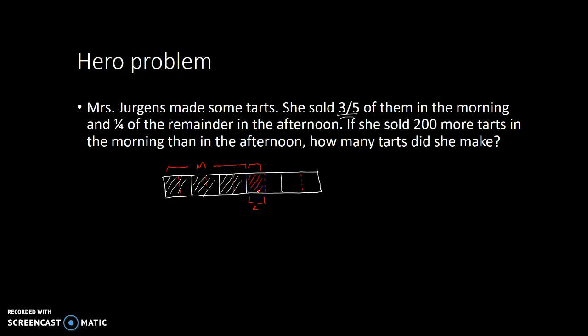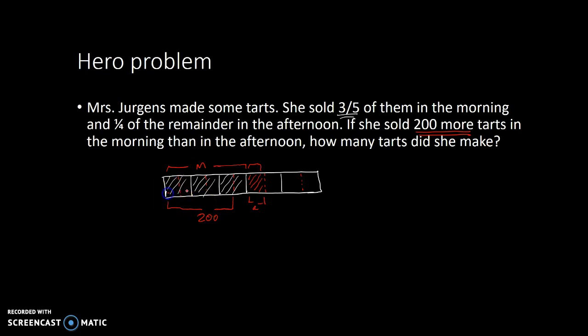Okay, it says if she sold 200 more tarts in the morning than afternoon, how many tarts did she make? So clearly, if she only sold 1 unit's worth in the afternoon, this number of units is what I'm going to assign to 200. So I'm going to leave 1 unit out there because she did sell 1 unit in the afternoon, and our information tells us that she sold 200 more tarts in the morning. So obviously that 200 is going to be the difference in units between morning and afternoon.